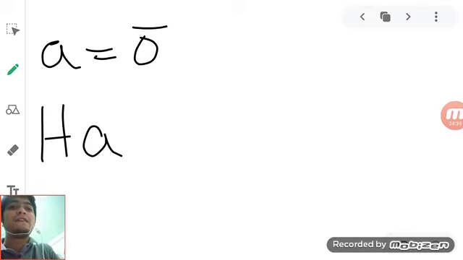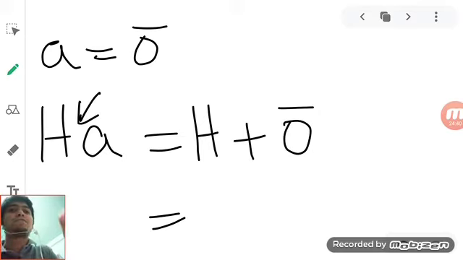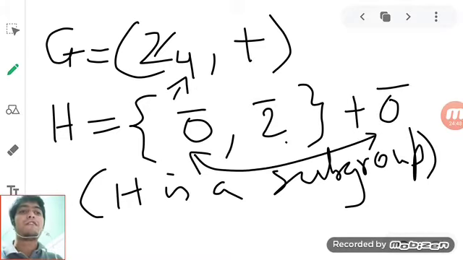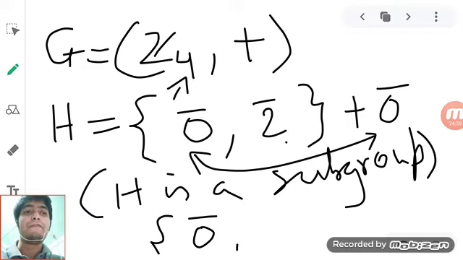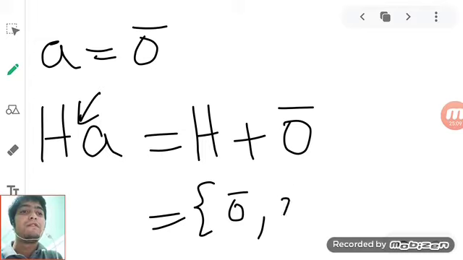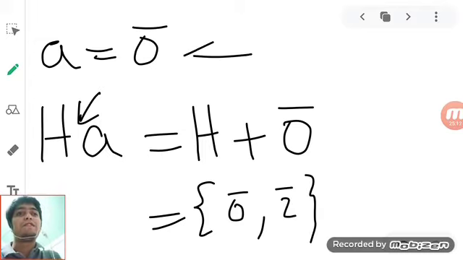How much is HA? HA will be H plus 0 bar, because over here it's plus. 0 bar plus 0 bar, how much will you get? 0 plus 0 is 0, divided by 4, you will have a remainder 0. So I'll write over here 0 bar. 2 plus 0 will give you 2, divided by 4, you will have a remainder 2. So you will have the coset to be 0 bar, 2 bar. But this is only one possible value of A.